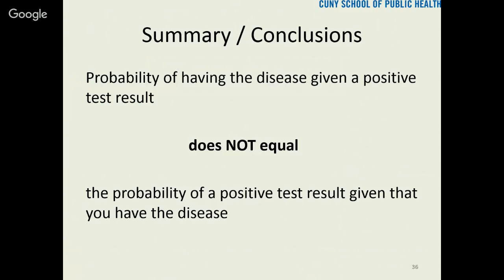So you know now about conditional probability, and you know that the conditional probability of A given B is not the same as the probability of B given A. And you know that you can use Bayes' rule to go back and forth between them, but you're going to have to know the prevalence, or the prior probability, and the probability of a positive or negative test in the population.